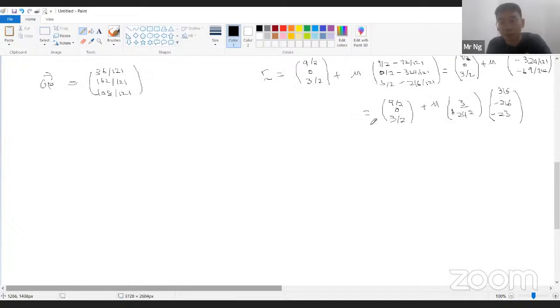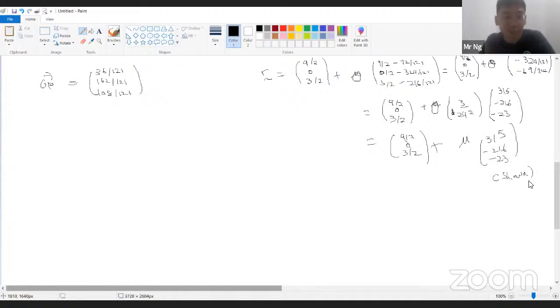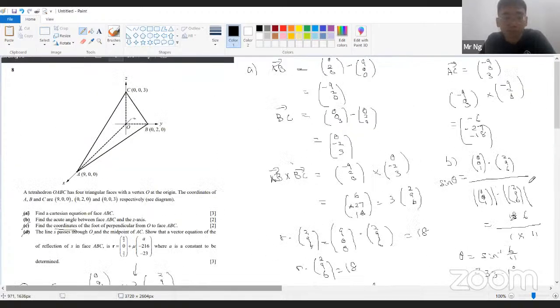Okay, so we express this thing equals to 9 over 2, 0, 3 over 2, then after that plus another mu. This one use theta, this one use theta, this one use theta, then this one use mu. Okay, done, shown. So secure, secure, secure. I think I will do well. Okay, so we are less than the 2 hour mark, and this is question 8.